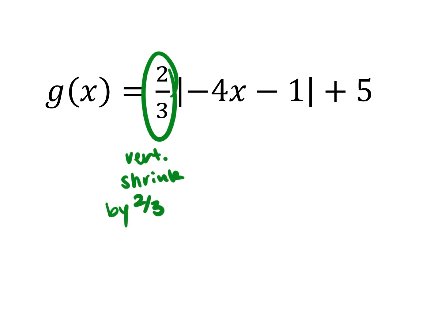How do you know if it's horizontal? Inside is horizontal. Oh, that's right. So if we multiply inside by a negative, what does that do? Reflection on the y. What about multiplying the inside by 4? Horizontal shrink by 1/4. Awesome.